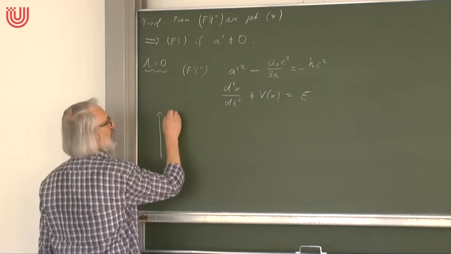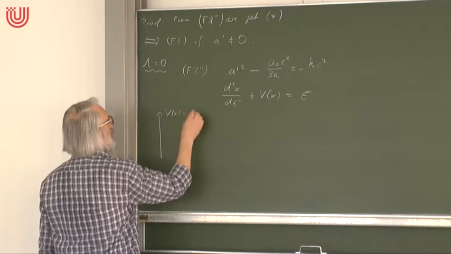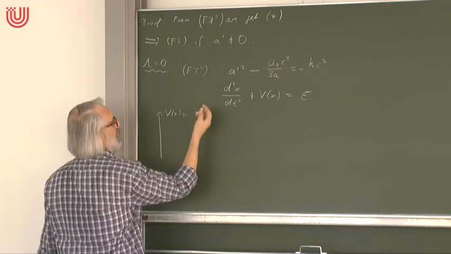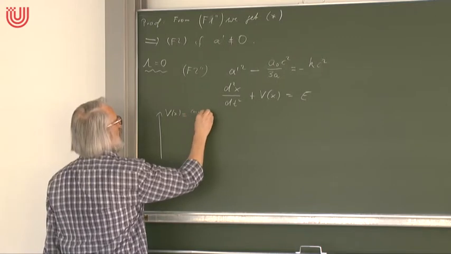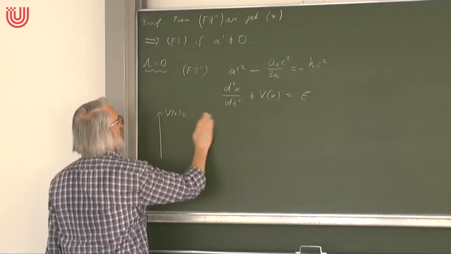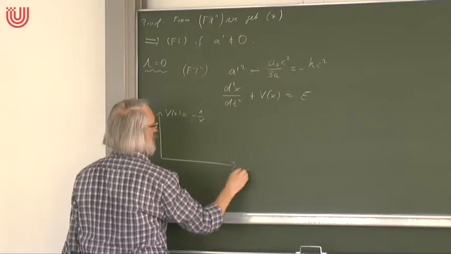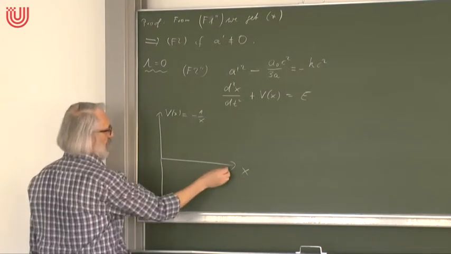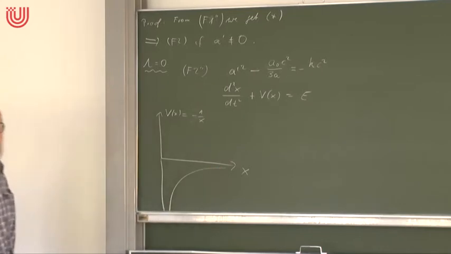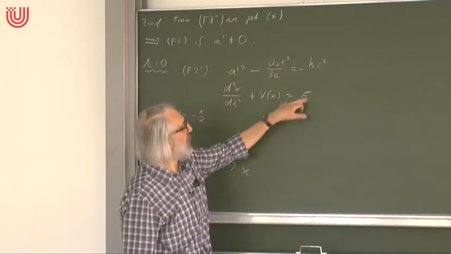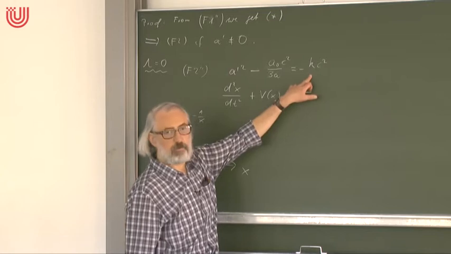So this would be v of x proportional to some constant, or let me just write minus 1 over x. The factor is irrelevant, and here x. So this is obviously something like that, right? That's how the potential looks. And now we consider motions of a particle with a total energy, and you see the sign of the energy corresponds to the sign of our k.